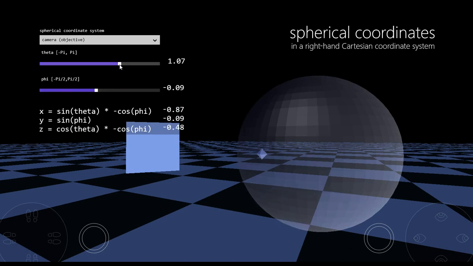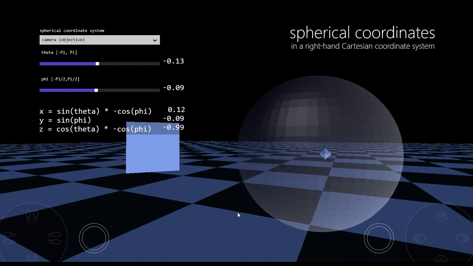Spherical coordinates have a number of applications. You can use them to calculate the positions of vertices to generate sphere geometry like this, and they're useful in geography, mapping, astronomy apps.